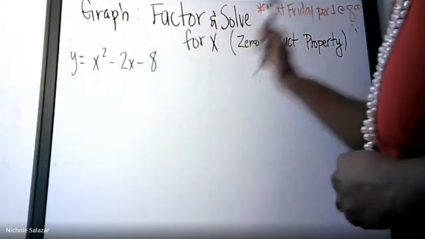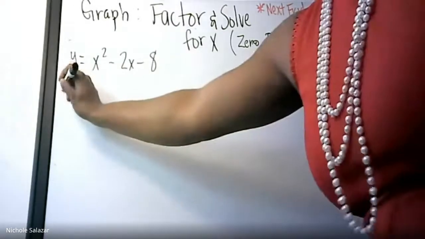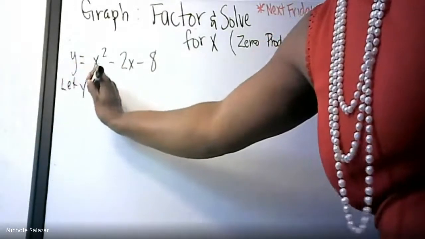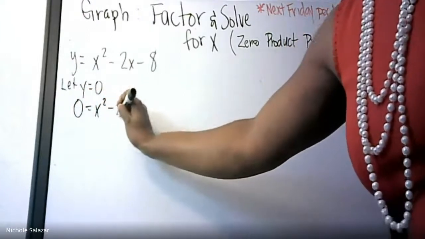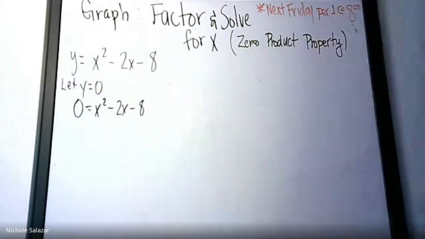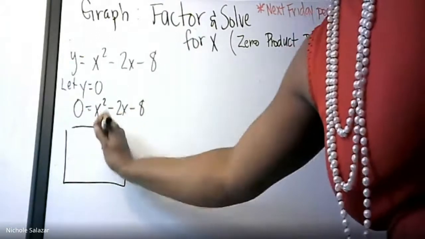And to do that, we're first going to factor and solve for x. So first step is let y equal 0. And we write 0 equals x squared minus 2x minus 8. Now we want the generic rectangle and the diamond, or you could just call it the box and diamond, however you can remember it.